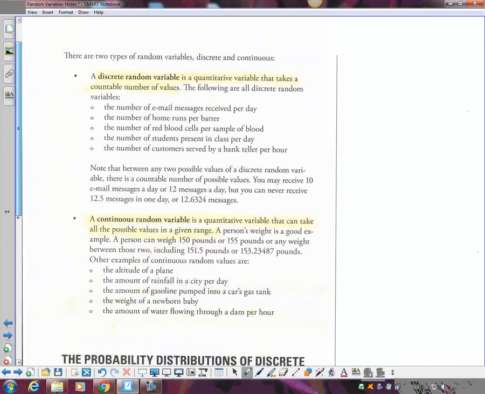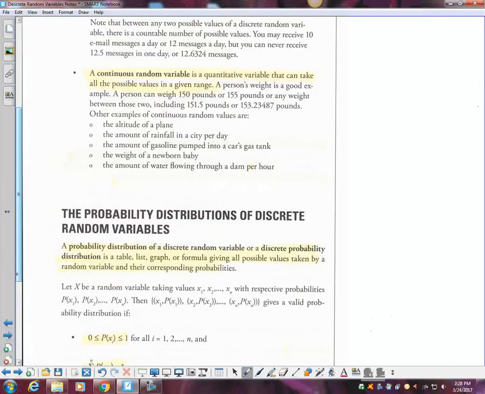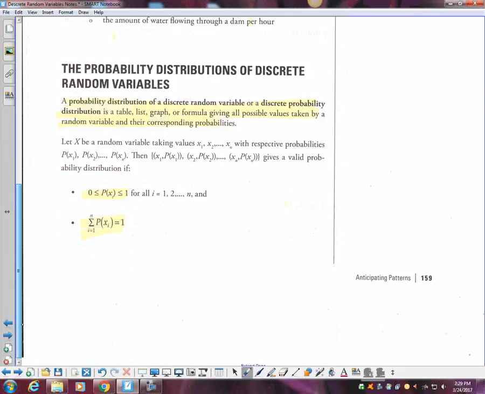A continuous random variable is still a quantitative variable that can take on all the possible values in a given range. Weight is a good example. A person can weigh 150 pounds or 155 pounds or any weight in between those two, including really, really long decimals. Altitude of a plane, the amount of rainfall in a city per day, the amount of gas in a car, the weight of a baby, the amount of water flowing through a dam per hour. All of these are kind of fluid measurements and can have all these values in between. So that's continuous. Today we're going to just focus on discrete.